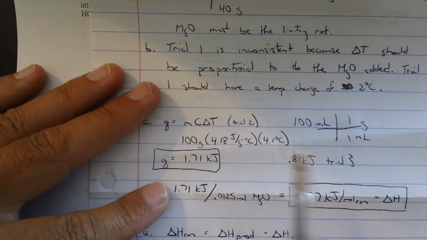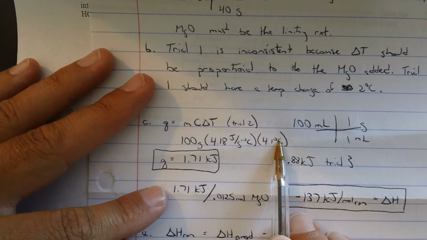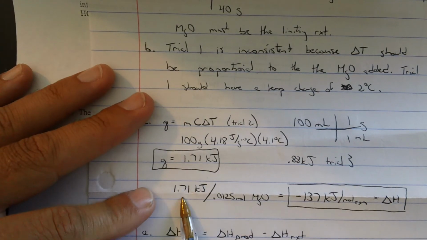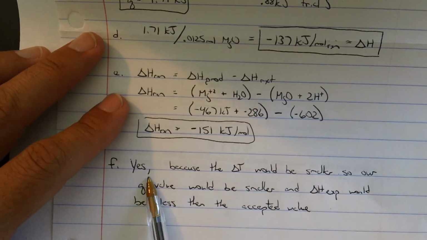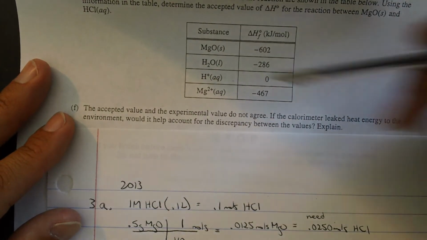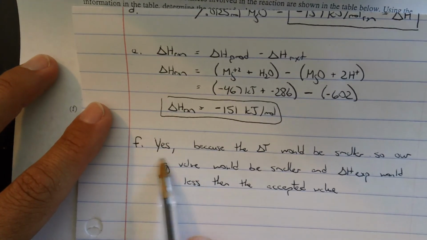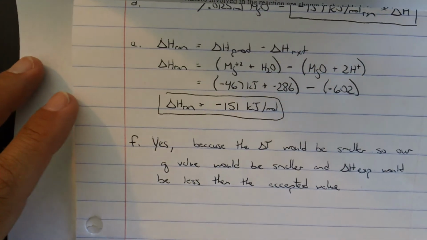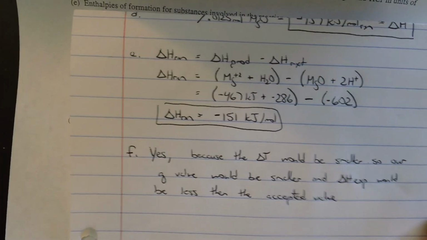It's working back through the numbers, right? If we come up here, if we lost heat somewhere else, then not all that heat was absorbed by the water. And so that number would be smaller. That makes this Q number smaller. That makes our delta H of our experimental value smaller. And that's what they're saying happened in this case. We must have lost some heat. So let's look at the question again, make sure we answered it. The accepted value and experimental value don't agree. If the calorimeter leaked heat energy, would it help account for the discrepancy between values? Answer the question: yes it would, because the delta T would be smaller. So our Q value would be smaller, and the experimental would be less than the accepted value. That's it.